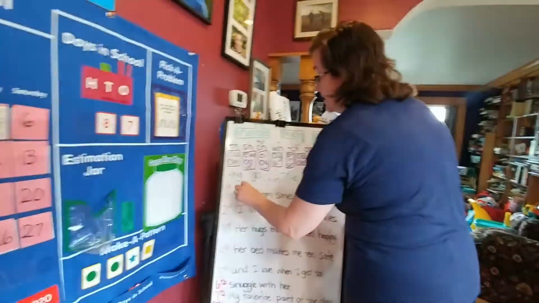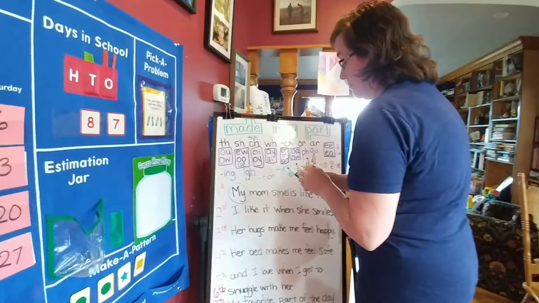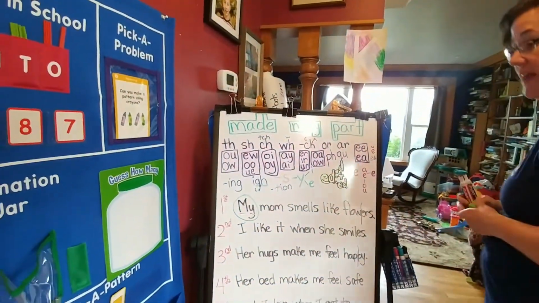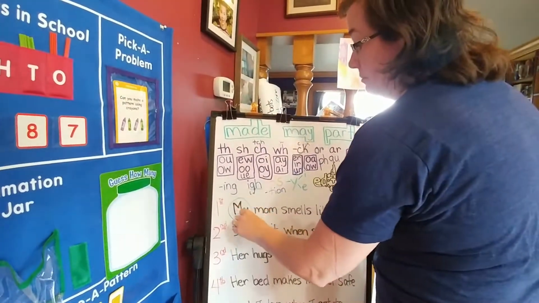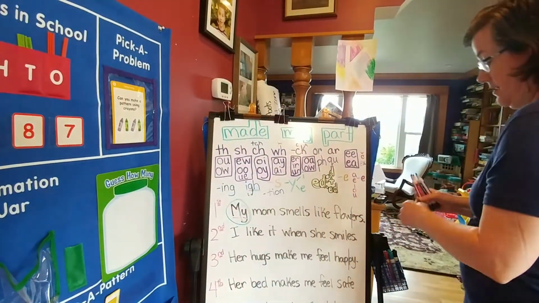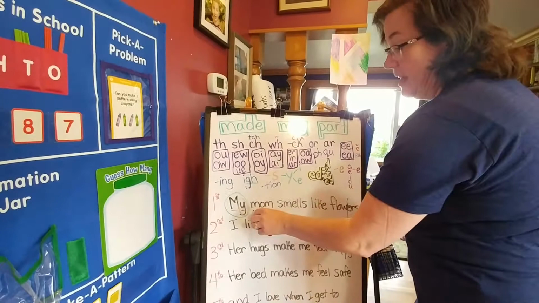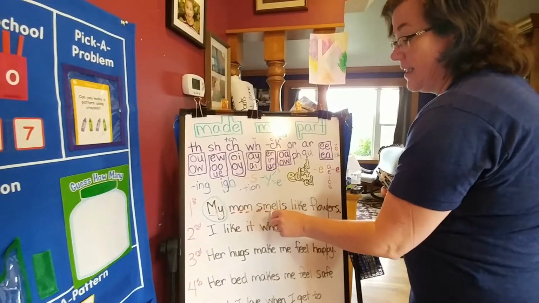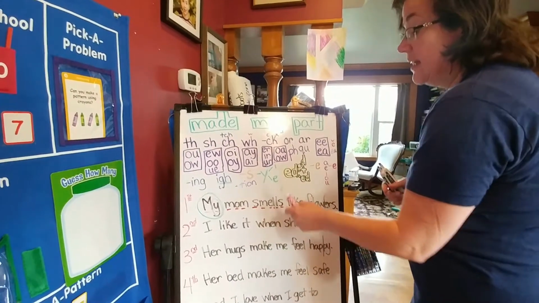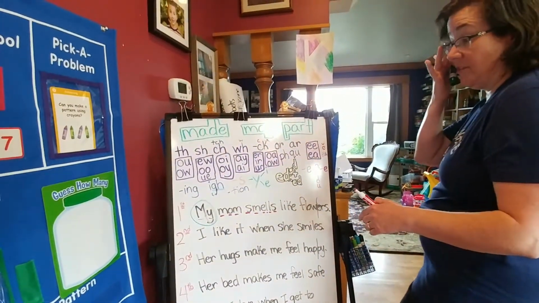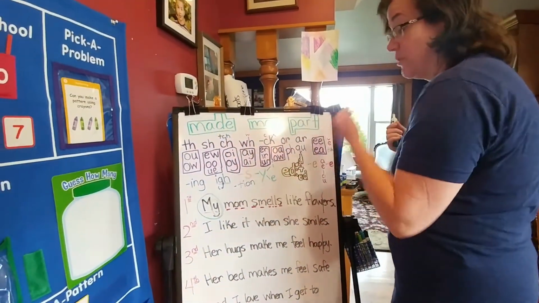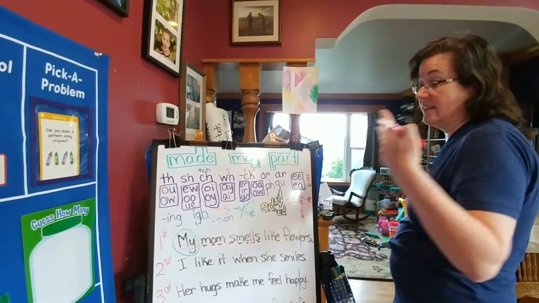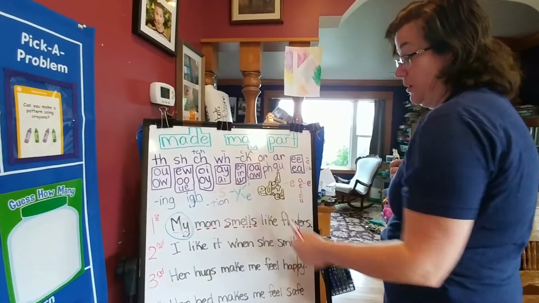Let's look. First line, I see the word my. Sight word my. M-Y, my. It has my Y at the end, making the I sound. My. Mom. Spell it with me. M-O-M, mom. Smells. S-M-E-L-L-S. Now this S at the end is not for a thing. It's not more than one thing. It's an action. What it does. It smells. So it's not more than one.